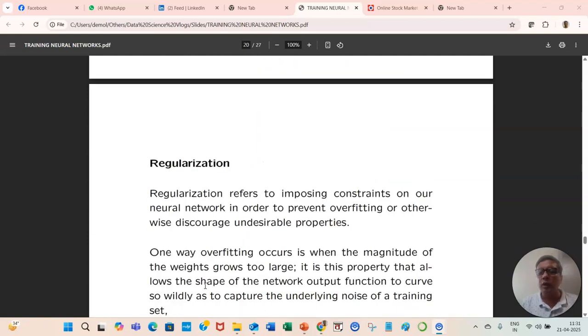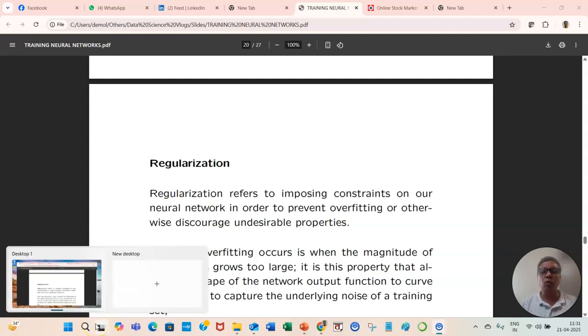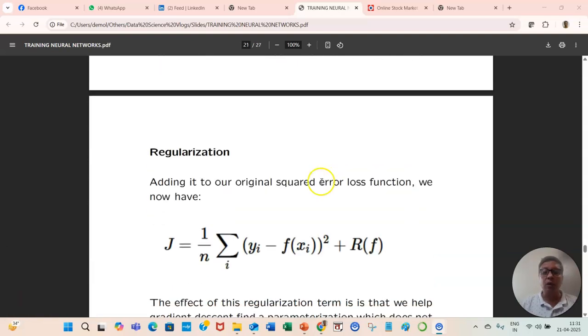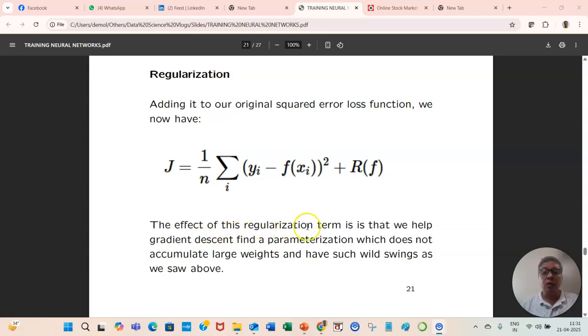Now we go from linear regression to ridge regression by tweaking a function of the weights so that the larger the weight, the larger the penalty. So here we do a similar thing. Considering the squared error loss function, we update the loss function with a regularization factor Rf, which is lambda times the summation of wi squared. The effect of this regularization term is that it helps gradient descent find a parameterization which does not accumulate large weights and have such wild swings as we saw above.